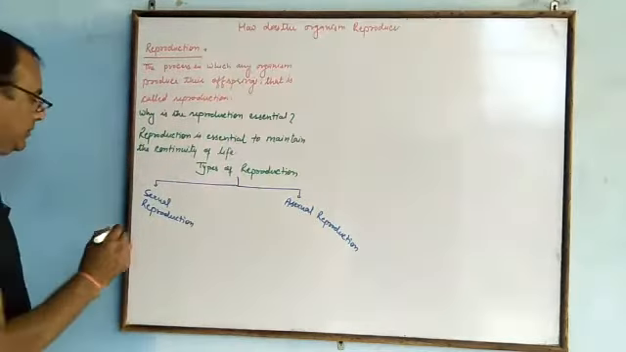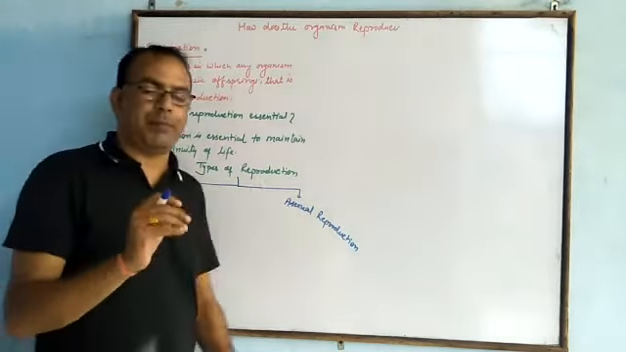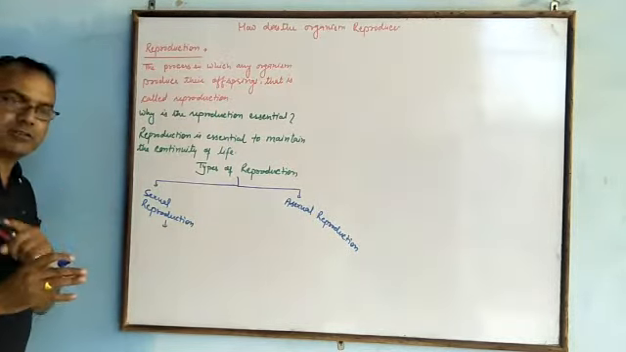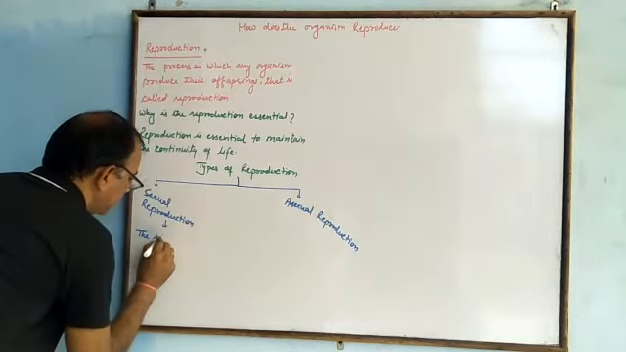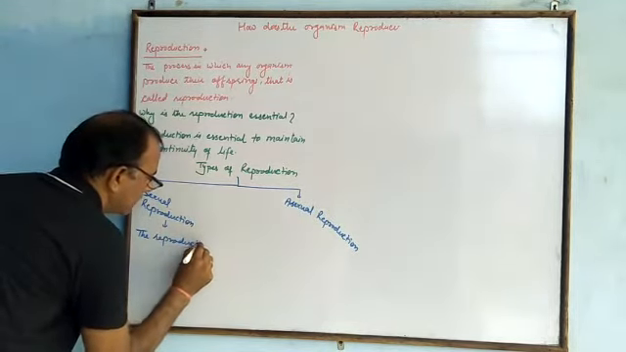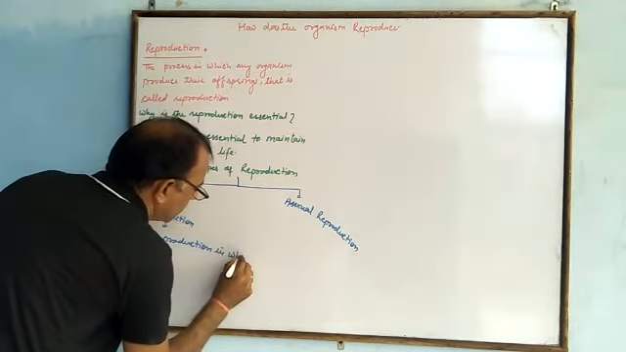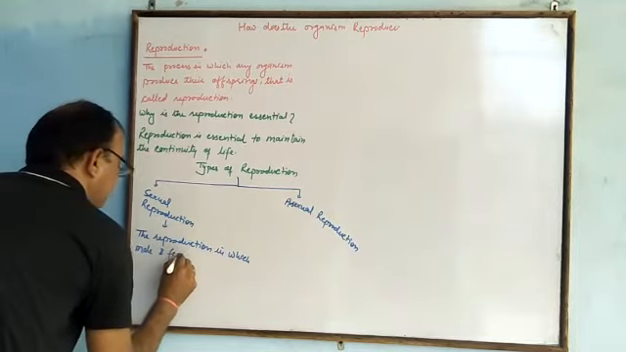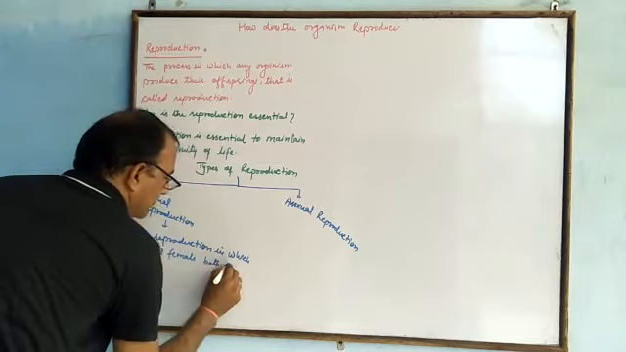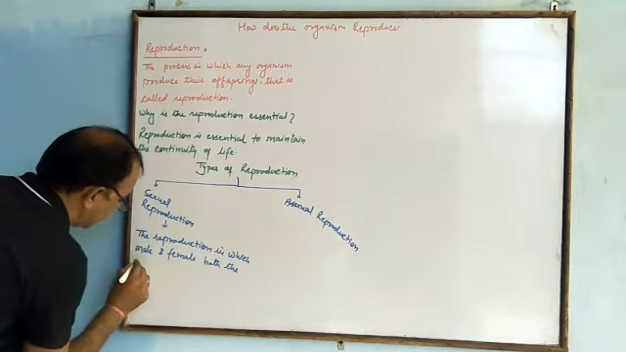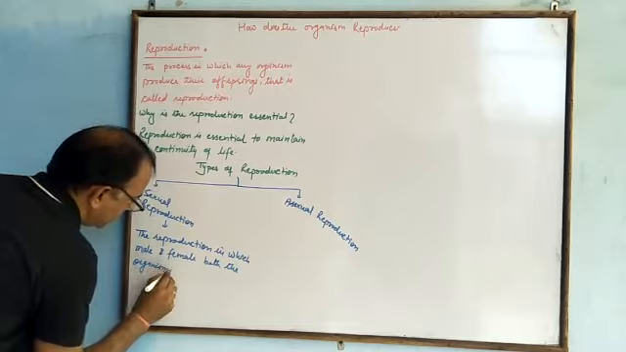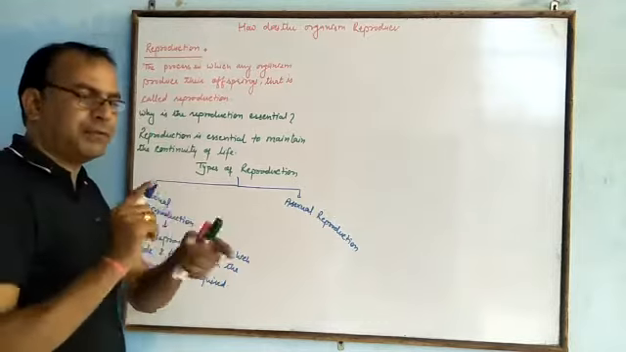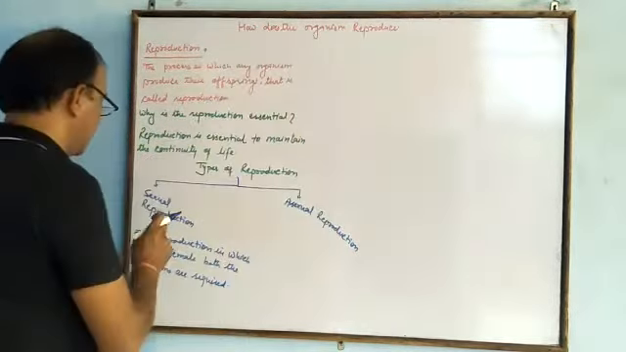What is sexual reproduction? The reproduction in which male and female both take place. There is a requirement of both the parents, male and female. That reproduction is called sexual reproduction. The reproduction in which male and female both the organisms are required. इसमें मेल और फीमेल का फ्यूजन होता है. That reproduction is called sexual reproduction.